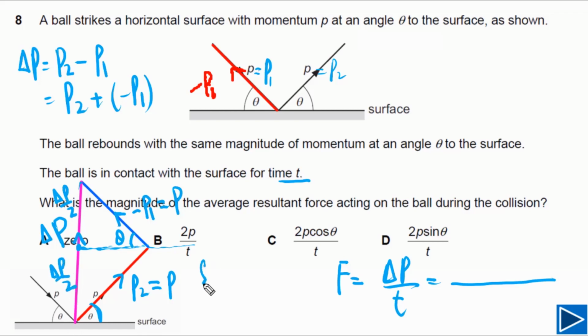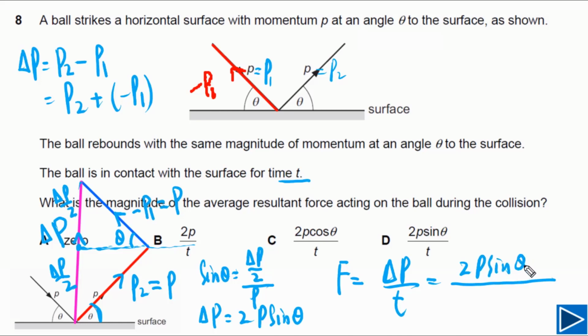If we look at sine of theta, this will be equal to delta P by 2 divided by P, meaning this one. From here we can find out delta P is equal to 2P sine of theta. So simply this is our delta P, equal to 2P sine of theta divided by T. And this is our answer.